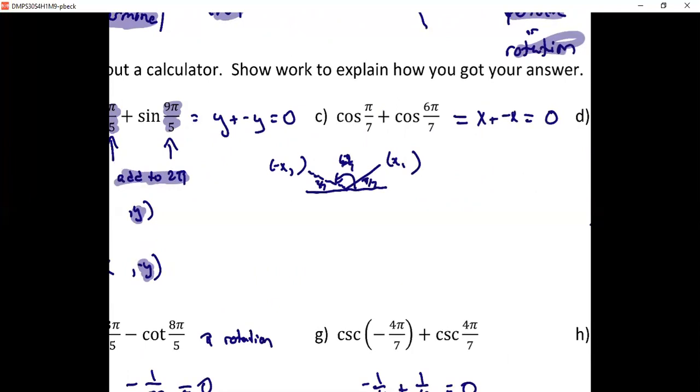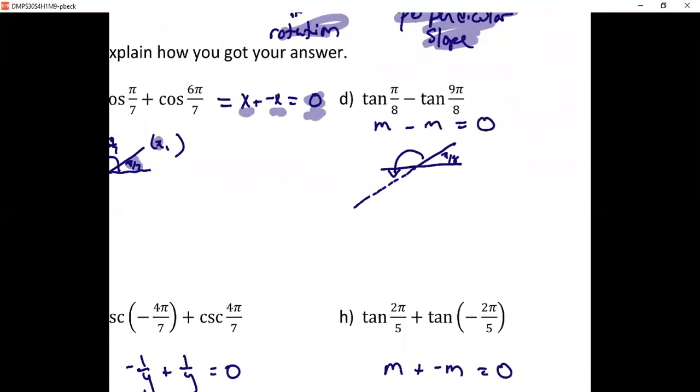The way that we do this problem is we look at the relationship of the angles. Remember, I told you right at the beginning, we're going to be looking at the relationship of all these angles and using the geometry of the circle to help us understand these values. The pi over 7 and 6 pi over 7 are related as pi, but that's because they are both pi over 7 off the x-axis, which means that pi over 7 has a positive x value, 6 pi over 7 has a negative x value, which are the same x values and they add up to 0. For D, pi over 8 and 9 pi over 8 are off by pi as well. And because they're off by pi, that's a rotation, so you end up with the same slope, subtracting to get 0.